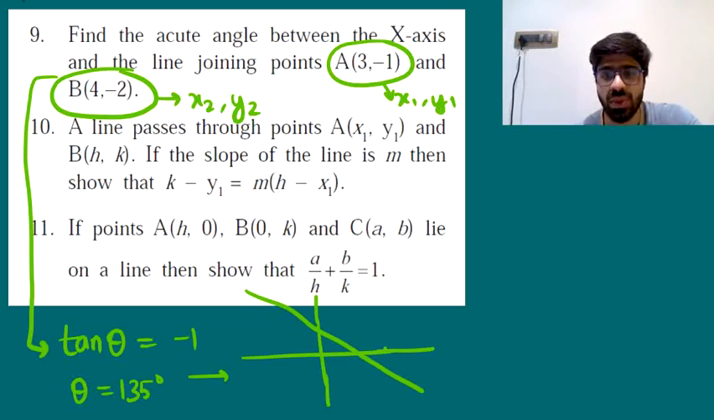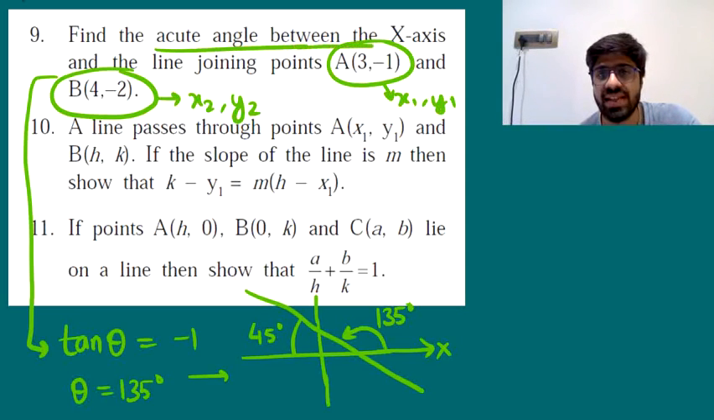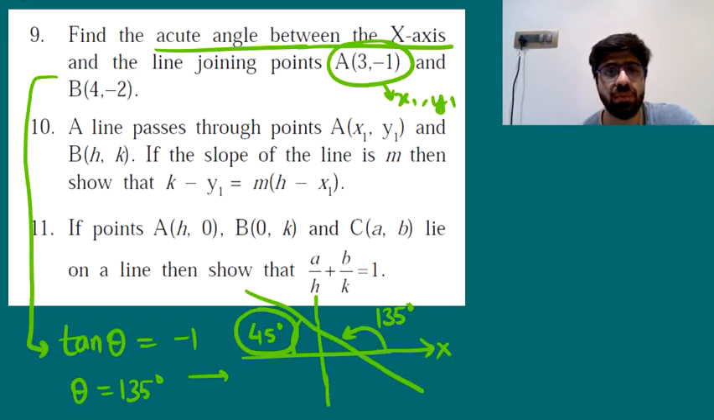What I mean to say is, with the positive direction of the x-axis, which was this, the line is making an angle of 135 degrees and this angle will be 45 degrees. In the question they are asking us the acute angle between the x-axis and the line joining the 2 points A and B. So the required acute angle will be 45 degrees. And yeah, that's how we are answering our ninth question.